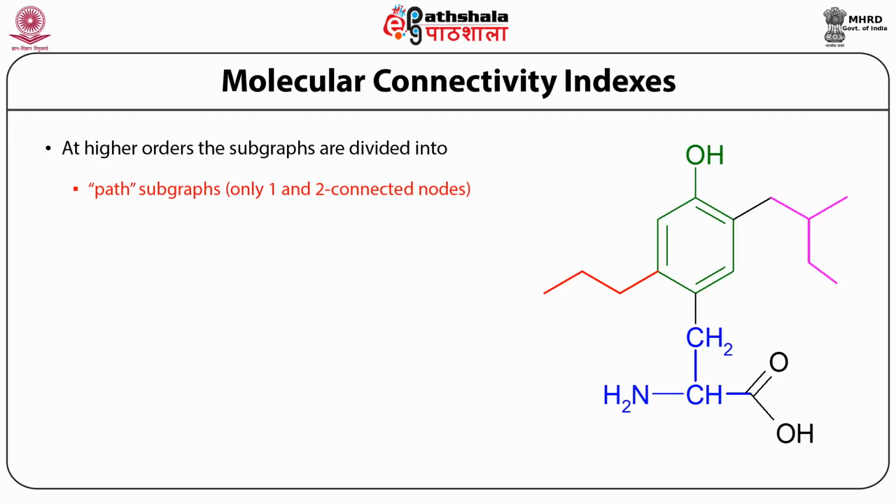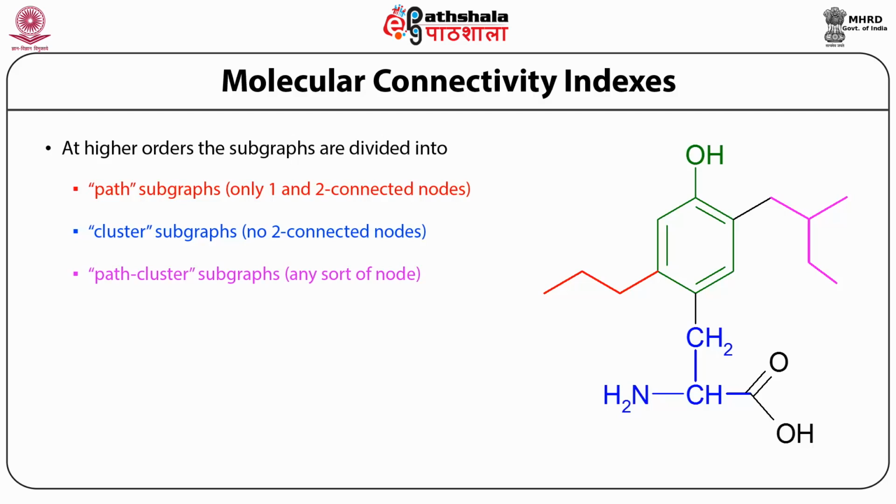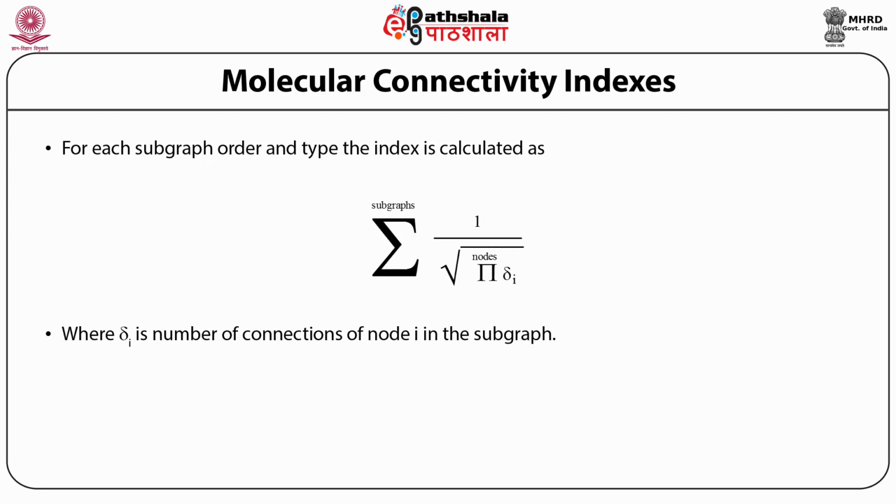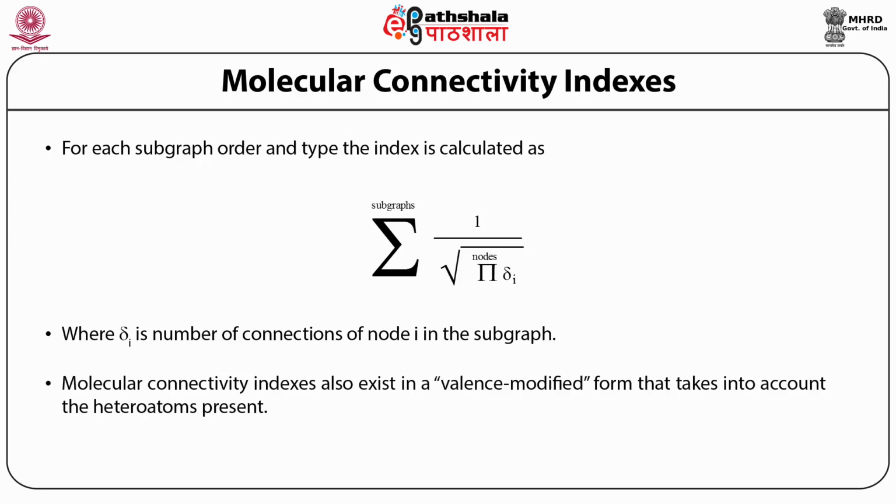So path subgraph, only 1 or 2 connected nodes. Cluster subgraph, like this, is the number 2 connected nodes only. Path clusters, any sort of node can be explained. Chain is a subgraph which involves the rings. And these are 4 higher order subgraphs. Most often we can use the subgraph for finding similarity or substructure. Each subgraph can be expressed mathematically by this kind of annotation, which is written here. Molecular connectivity indices can also have valence modified indices.